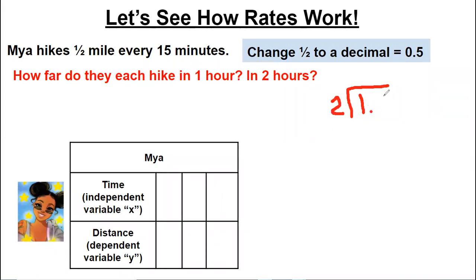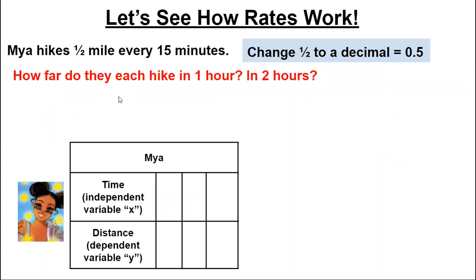Put a decimal point in a 0. Put your decimal up here and say how many 2's go into 10? 5 times, right? And 2 times 5 is 10. 10 minus 10 is 0. So that's where I'm getting the 0.5. So 1/2 is equal to 0.5. Now I'm going to clear that.